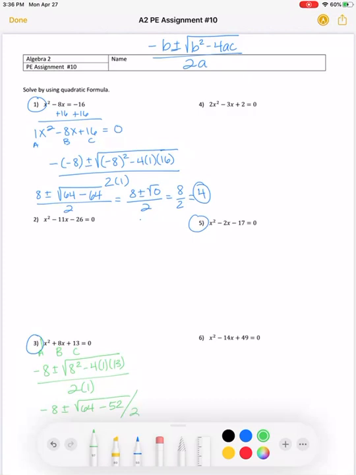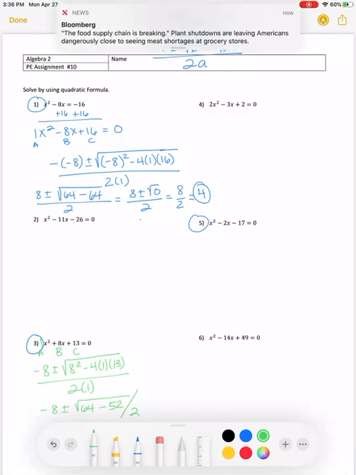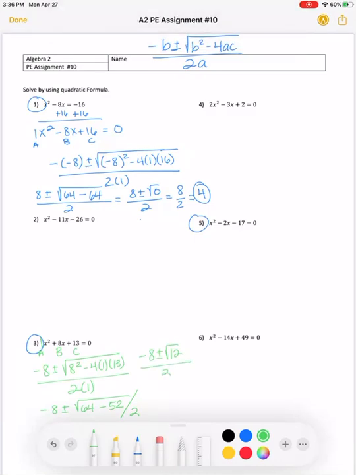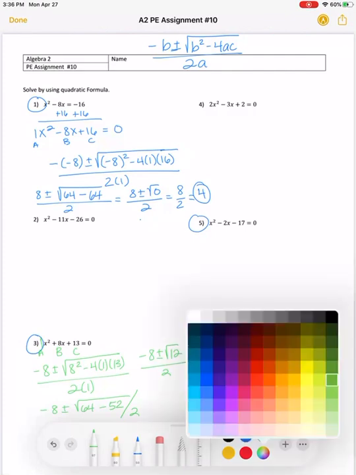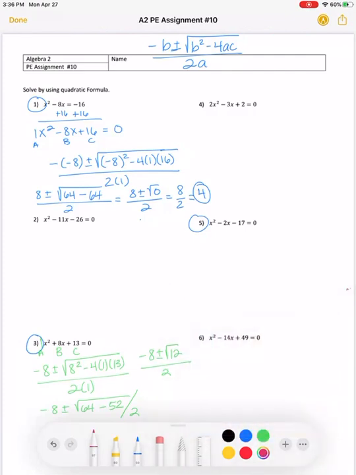I apologize, again, I'm writing a little too big. So 64 minus 52 is 12. So you're going to get negative 8 plus or minus the square root of 12 all over 2. Square root of 12 needs to be simplified. So we're going to come over here and clean that up. Square root of 12 is the square root of 4 times the square root of 3. Square root of 4 is 2, so 2 radical 3. So when you clean this up, you now have negative 8 plus or minus 2 radical 3 over 2.